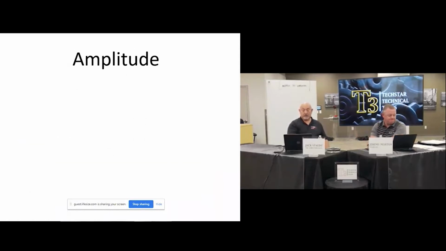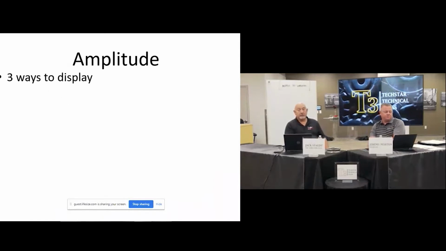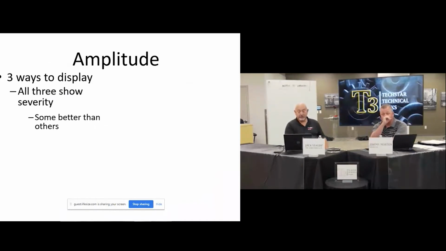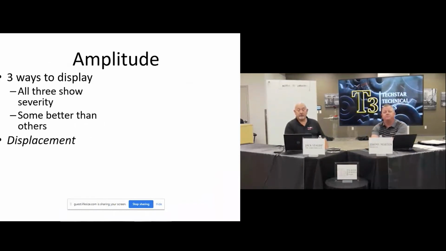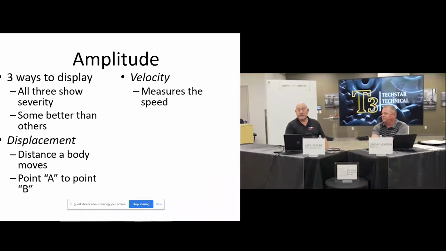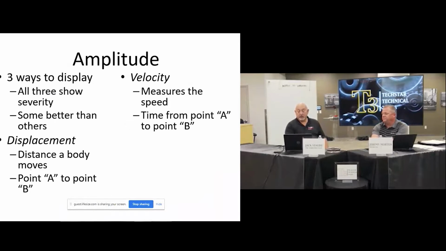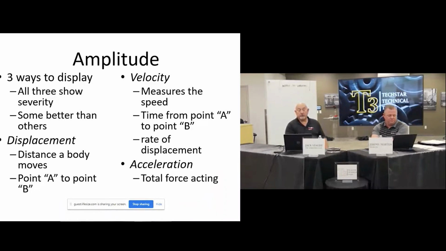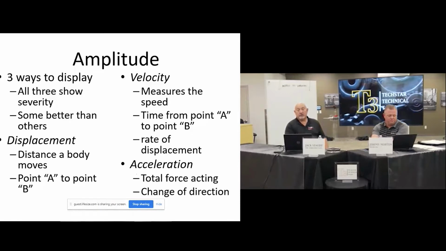So we're going to talk about amplitude. There are 3 ways to display amplitude. All 3 show severity, some better than others. Displacement is the distance a body moves, point A to point B. Velocity measures the speed, the time from point A to point B, the rate of displacement. And acceleration is the total force acting and change of direction.